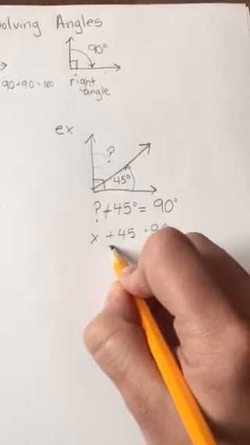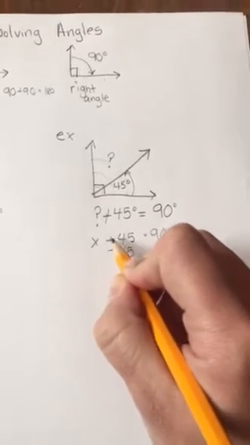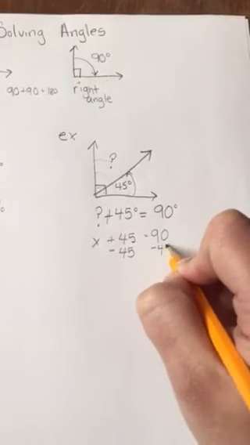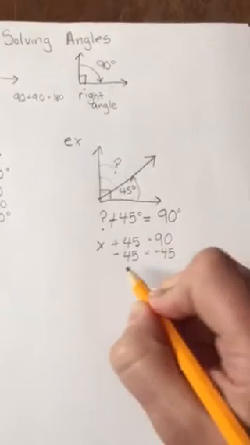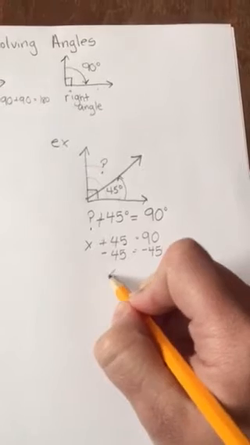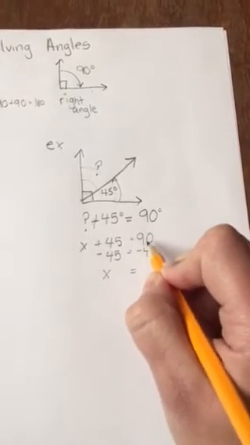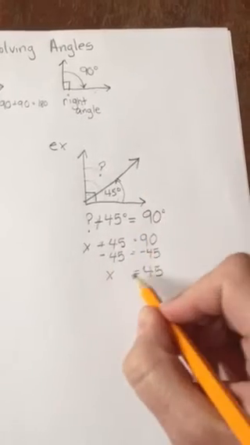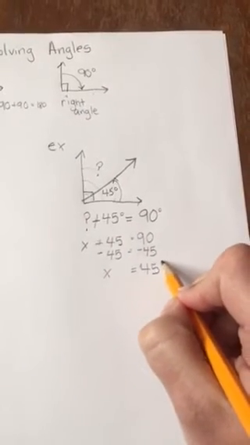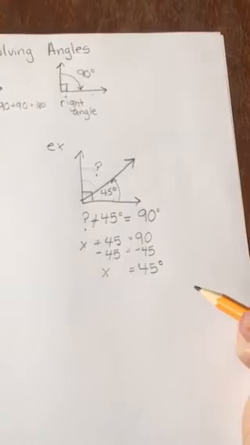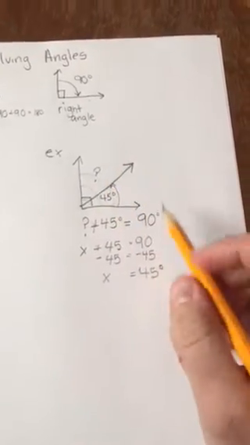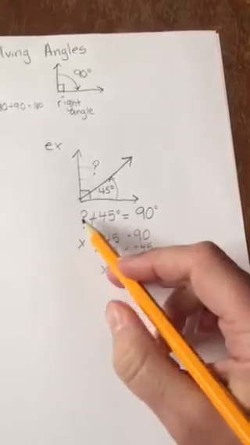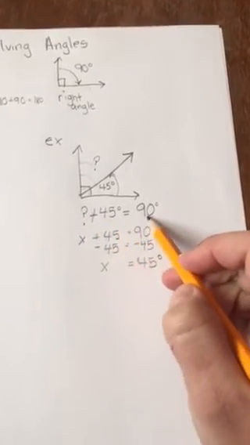We did the inverse operation. This is plus 45, so we're going to subtract 45 from each side of the equation. And I'm left with x equals 90 minus 45, which is 45. So my unknown angle is 45 degrees. This little symbol means degrees. So if I plugged in 45 for the question mark or the x, 45 plus 45 equals 90 degrees.